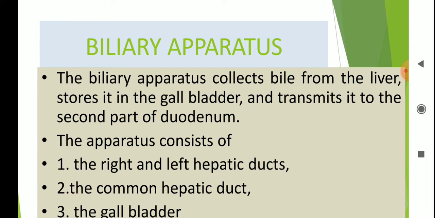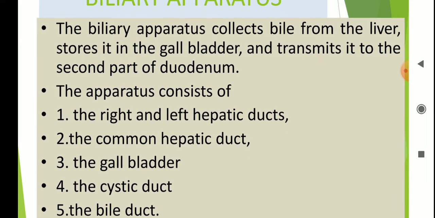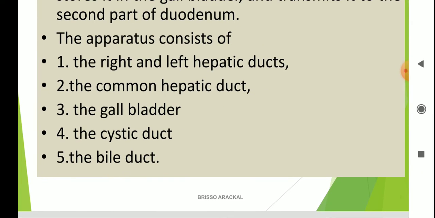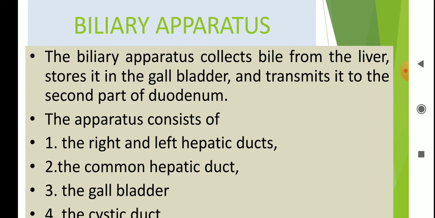Biliary apparatus: it collects bile from the liver, stores it in the gallbladder and transmits it to the second part of the duodenum. Always remember, the second part of the duodenum is very important anatomically and physiologically, wherein all the secretions are dumped into the small intestine at this juncture. The apparatus consists of the right and left hepatic ducts, the common hepatic duct, the gallbladder, the cystic duct and the bile duct. All these contribute to the biliary apparatus.